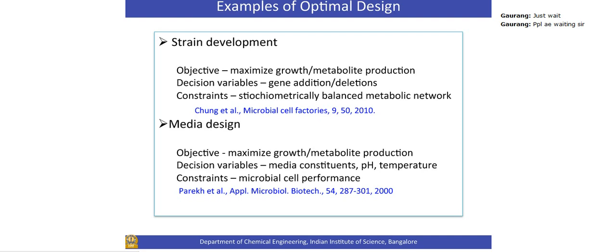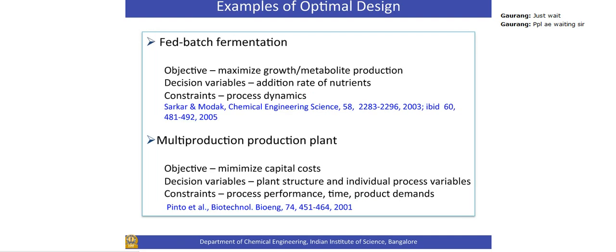Second example is, let's say, about media design. So how do I design or how do I provide the required nutrients to achieve the same growth or maximize the products and so on. So decision variables here are media constituents, the pH, the temperature, and the constraint of course is again the microorganism's ability to withstand the variations in pH, temperature, and media, and so on.